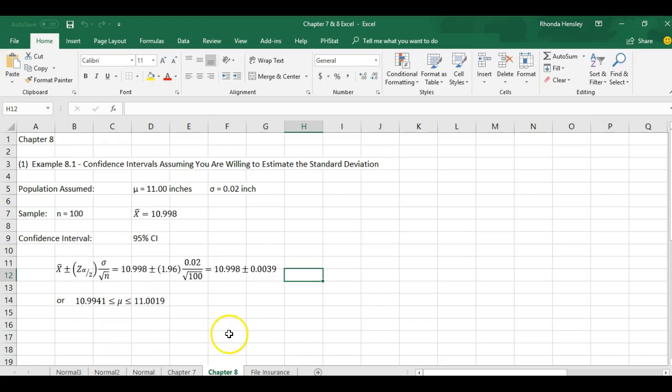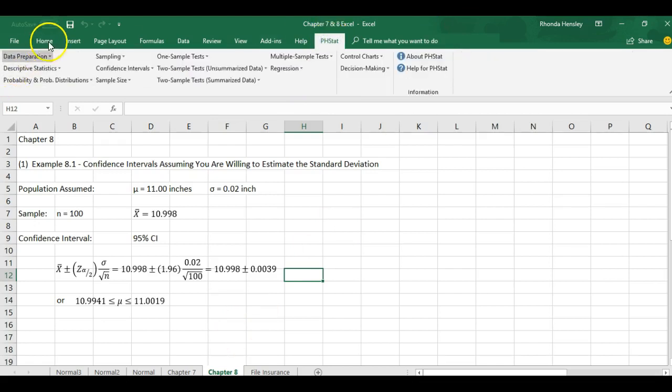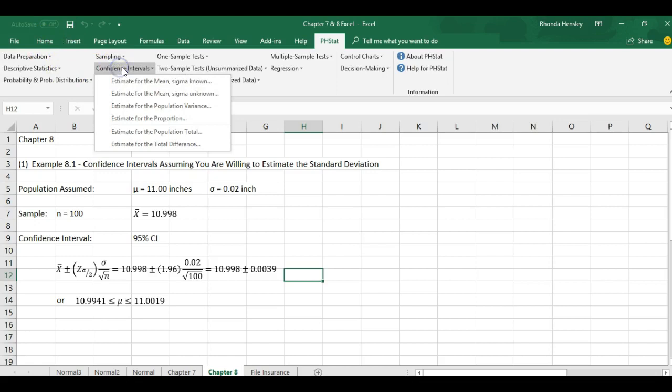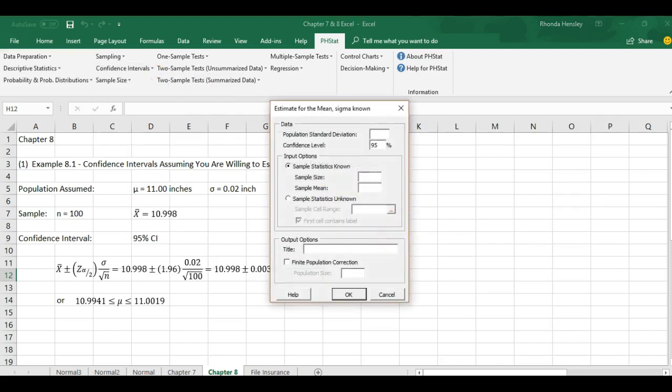You can do this in Excel using PHStat. It's easy to do: go to PHStat and confidence intervals, and they've got both our situations: estimate for the mean sigma known, estimate for the mean sigma unknown, and estimate for proportion. We won't do the variance. Anyway, sigma known, my population standard deviation is 0.02. Confidence level is 95%, so you just have to change it if you don't like that.